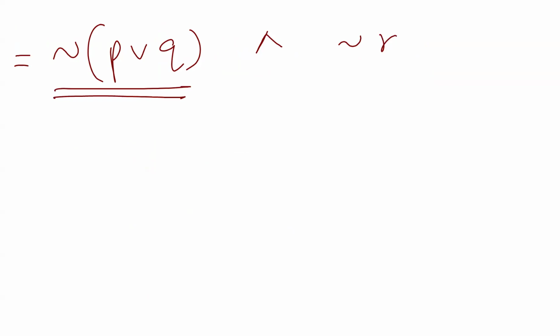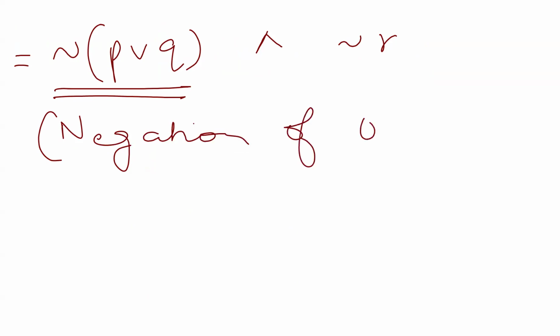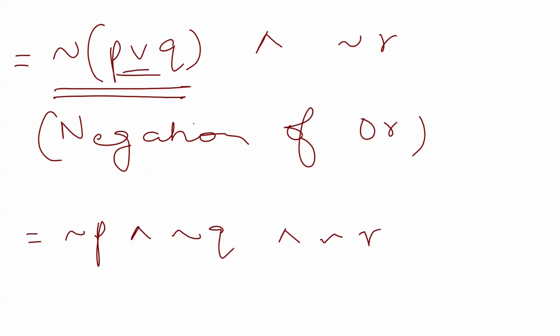Now here we are going to apply rules of negation. So I'll just write negation of or. This is or. Or will become and. Final answer.